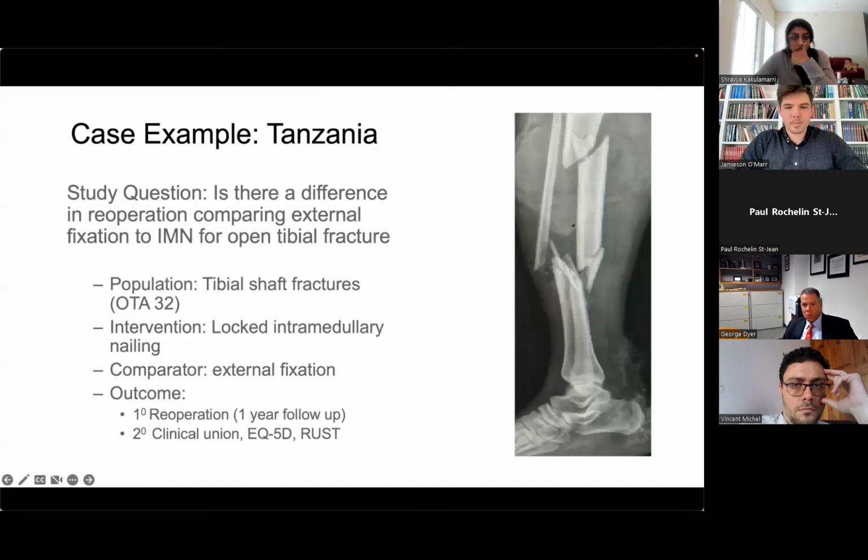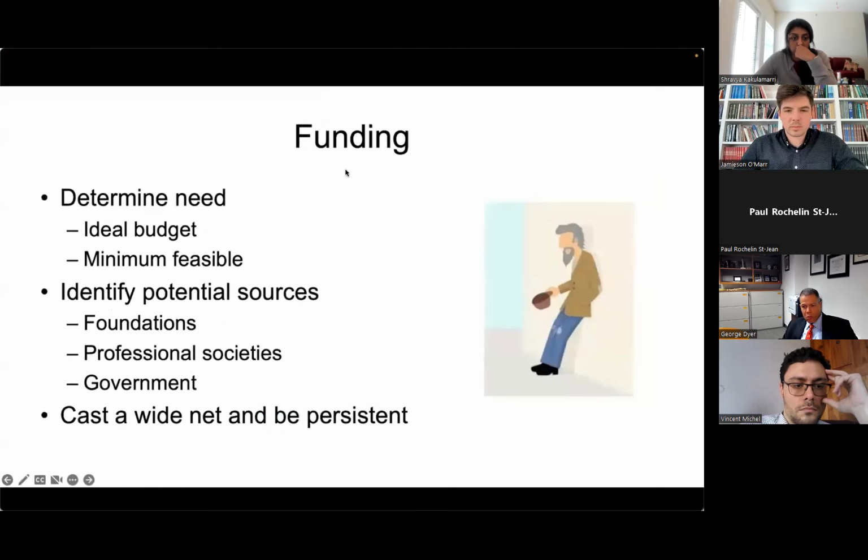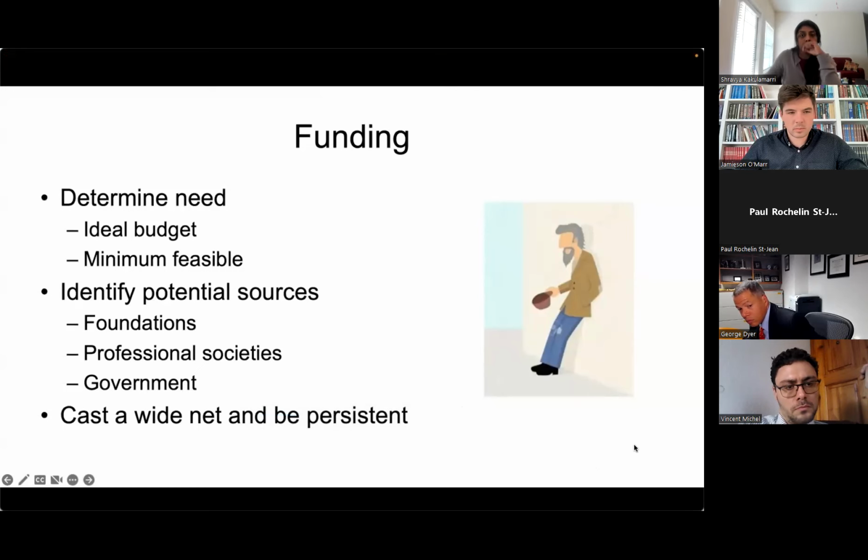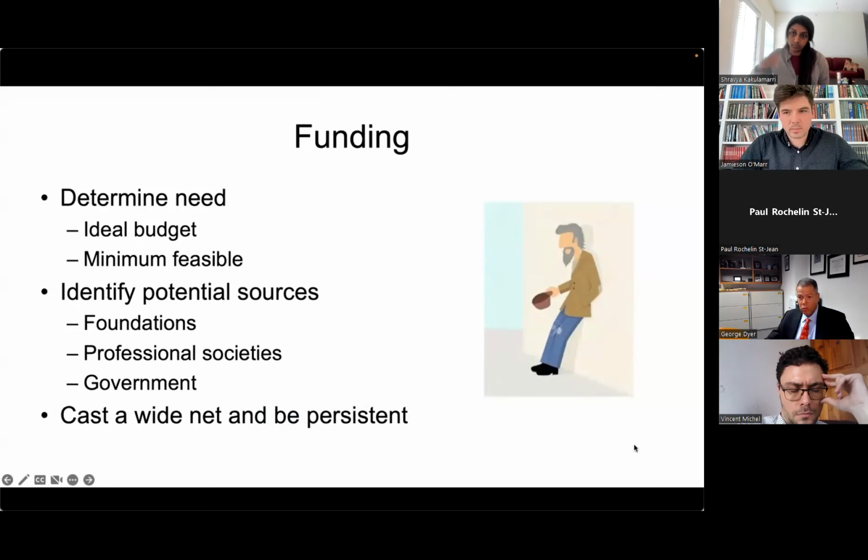Funded. Doing prospective clinical research is not cheap, it's not free, and it requires that we get funding in order to bring about the resources that will be required to carry out the study. We need to determine an ideal budget. This is what I always like to do, is think about the ideal study that would definitively answer a question, and then from there begin to scale it back to the minimum feasible amount of funding that we need to implement a study that could answer our research question.